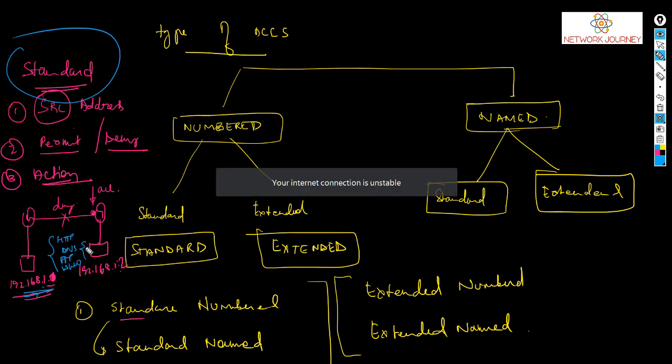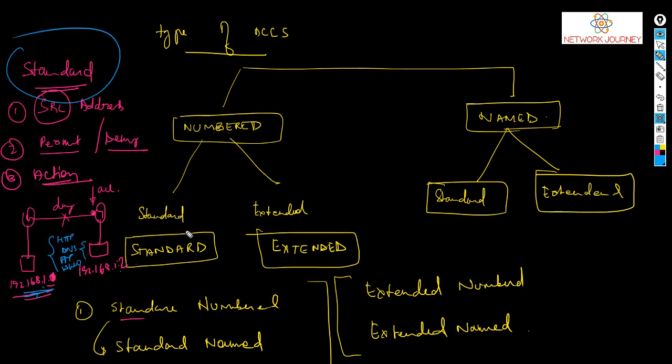Might be you still need one service to be allowed. So let's say 1.1 is being blocked with respect to 1.2 for HTTP www, but 1.1 is still permitted to 1.2 on FTP, DNS, HTTP. Now this kind of requirement you cannot achieve with standard, so that's where you have to bring in extended.